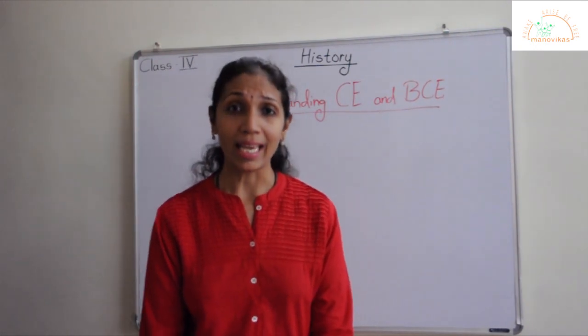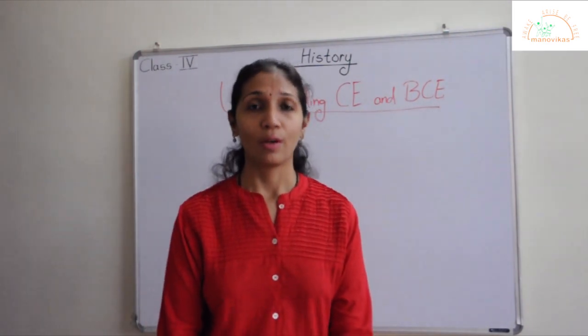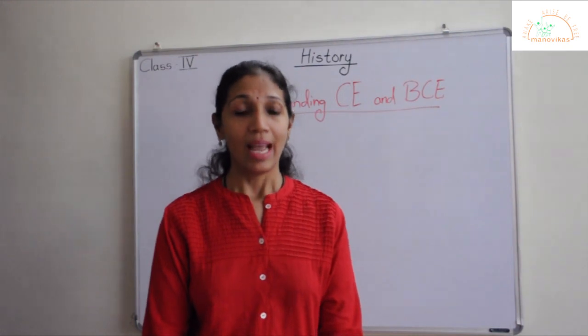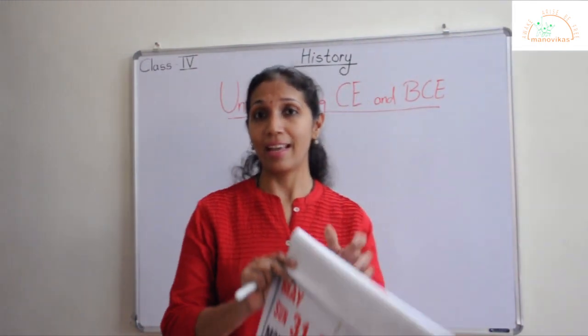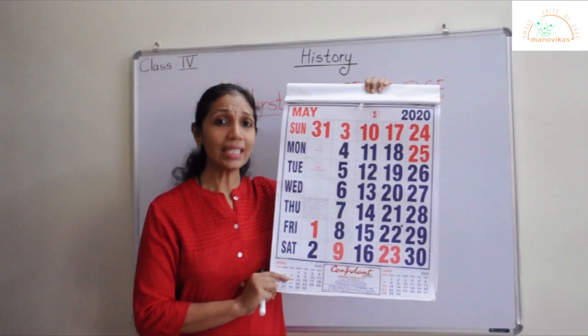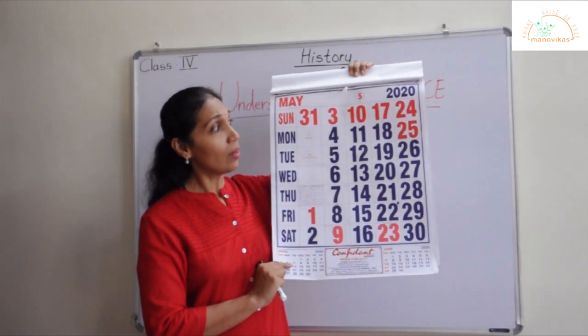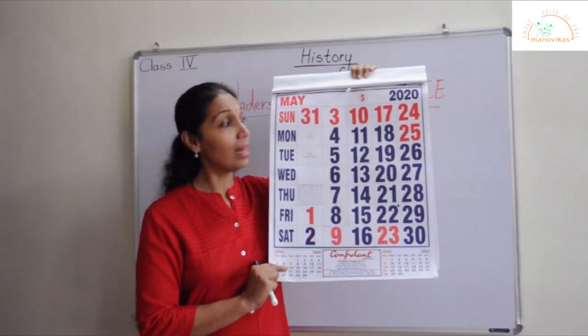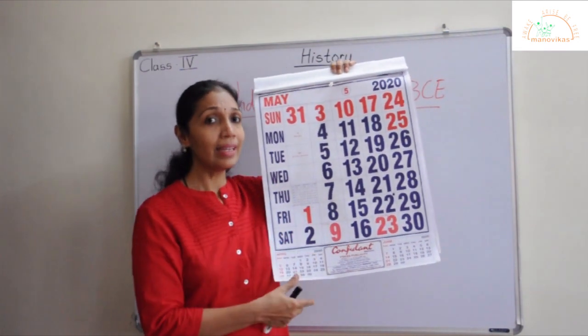We count days using numbers called dates, and we find dates in a calendar. Dates are arranged in a chronological order, that means in a correct order in a calendar.